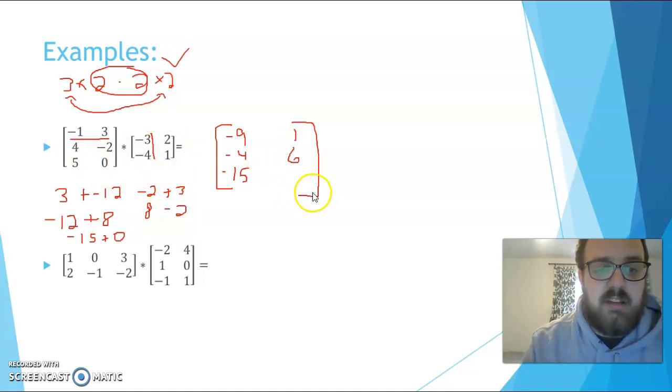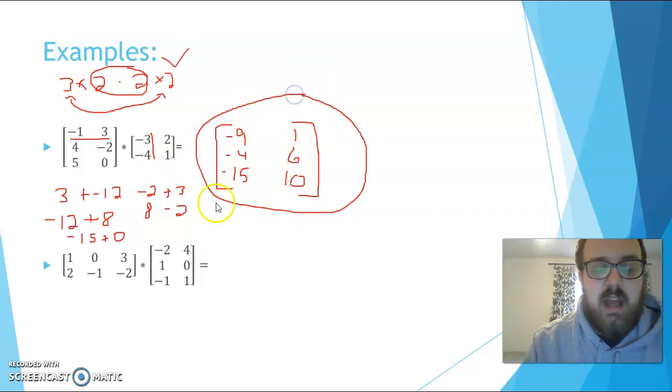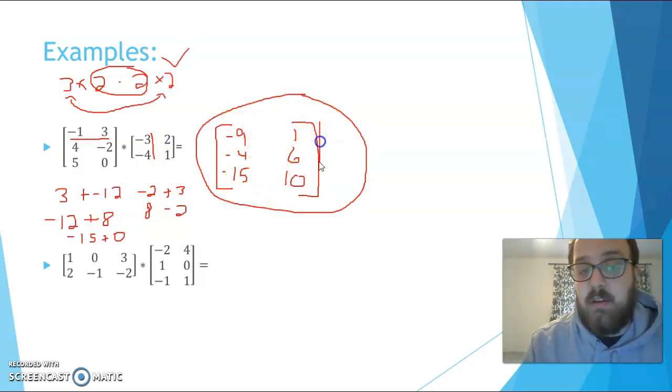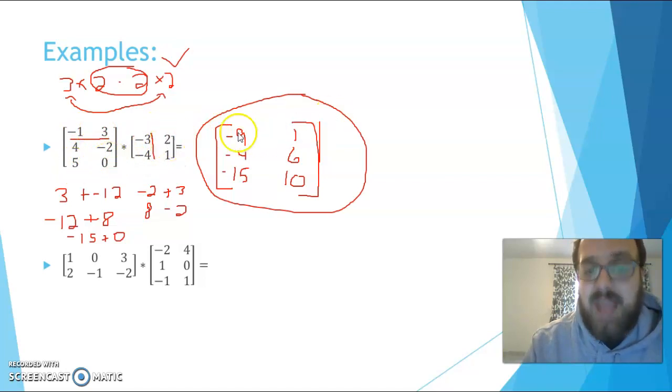And then last but not least, we're going to have 10 for this one. 5 times 2, and then 0 times 1. And there's my answer. Now, if you notice, I ended up with a 3 by 2, which is what we said in the beginning we should get. Because row times column, row times column, we ended up with a 3 by 2, and that's what we said would happen.